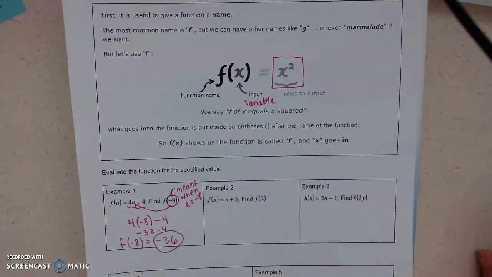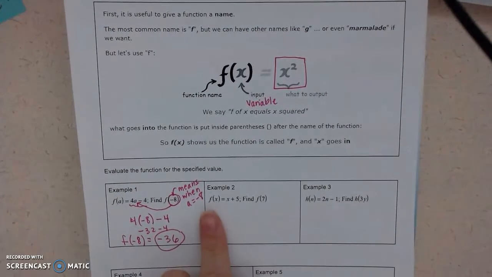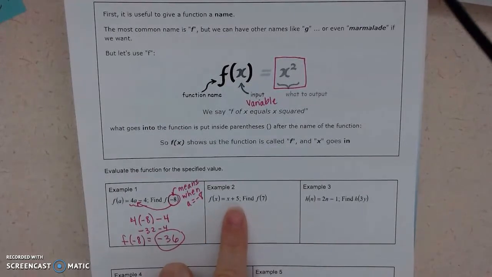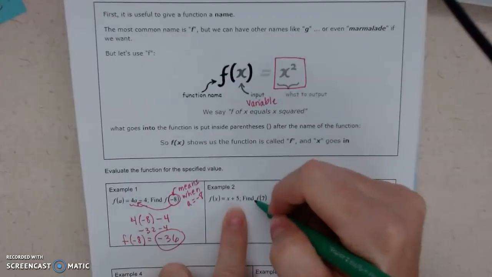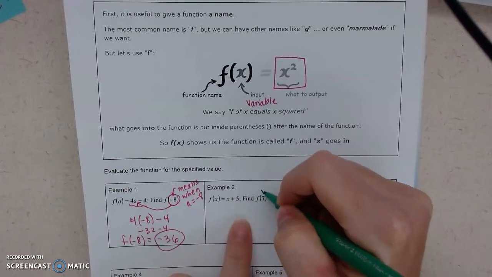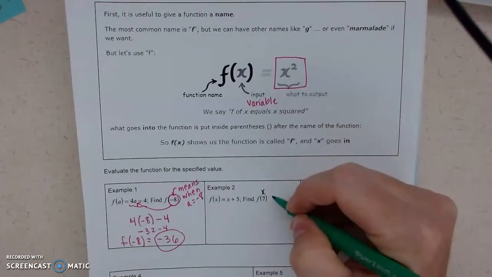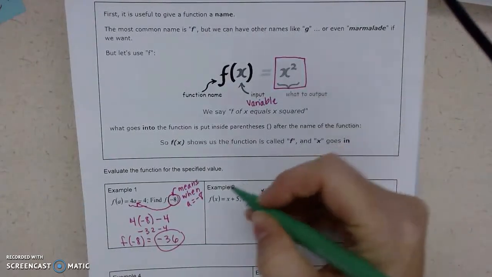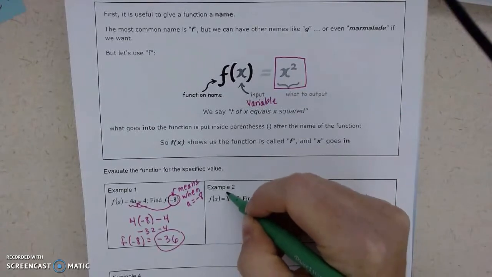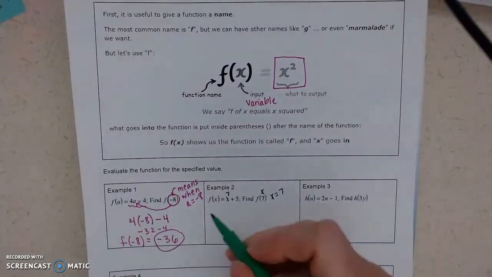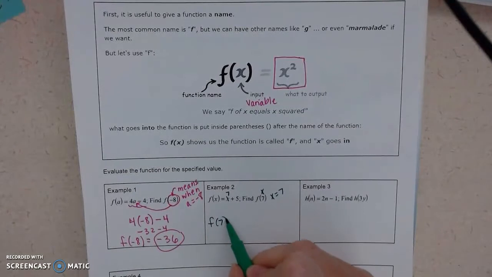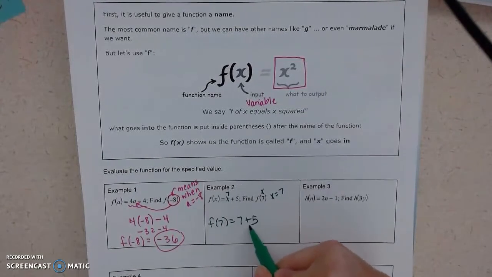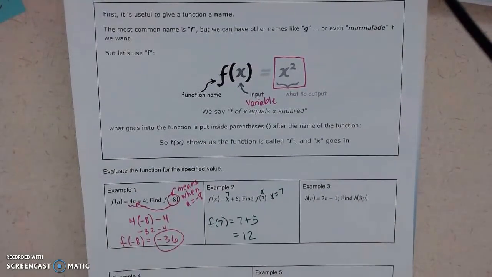Let's look at the second example. Same thing. We still have the f function, and now x is our variable. So x plus 5 is the expression, and they want you to find f of 7. This is the value of x that they want. So x equals 7, and everywhere we see the x, we're going to substitute a 7. So f of 7 equals 7 plus 5, which gives you 12.